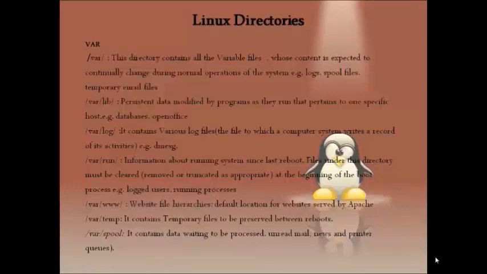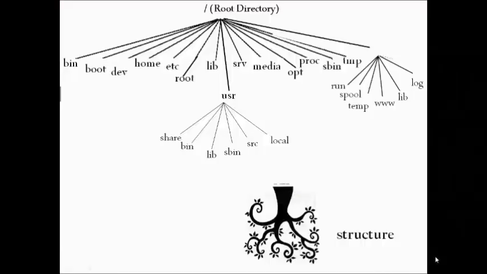Files under this directory must be cleared, that is removed or truncated as appropriate, at the beginning of the boot process. Next we have the www subdirectory, which has the website file hierarchies, default location for websites served by Apache. The tmp subdirectory contains temporary files to be preserved between reboots, and the spool subdirectory contains data waiting to be processed. For example, unread mail, news, and printer queues. And thus, this is what we call the inverted tree structure.